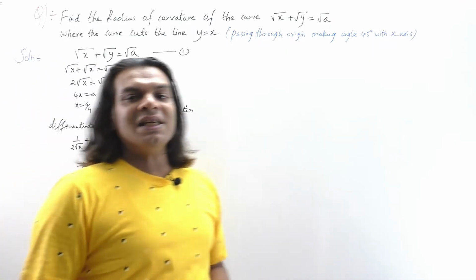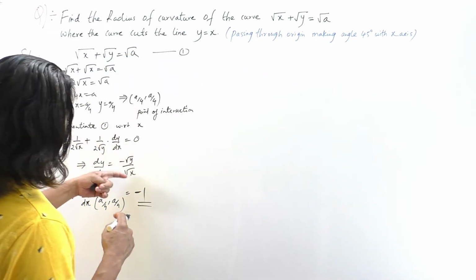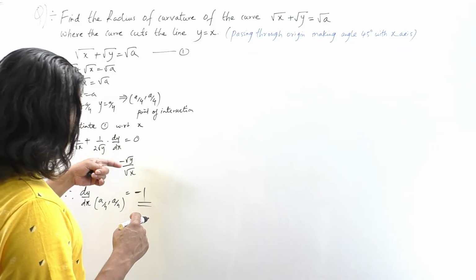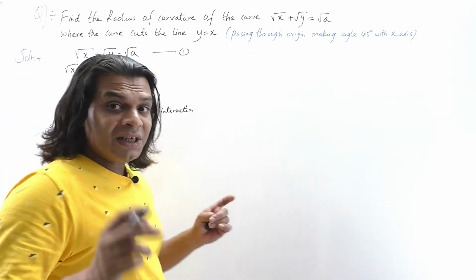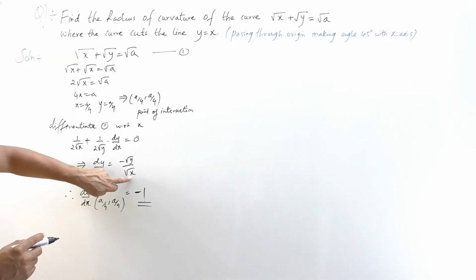Now, the next thing is we need to find d square y by dx square. So, let's differentiate this again now. So, what is dy by dx I got? Minus root y by x. So, again if you differentiate this, what we get here? This will be quotient rule.